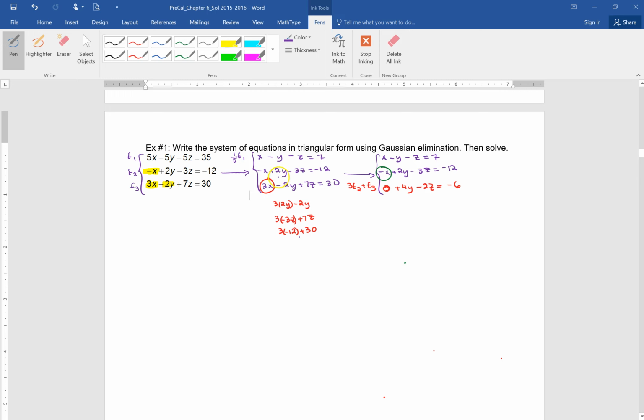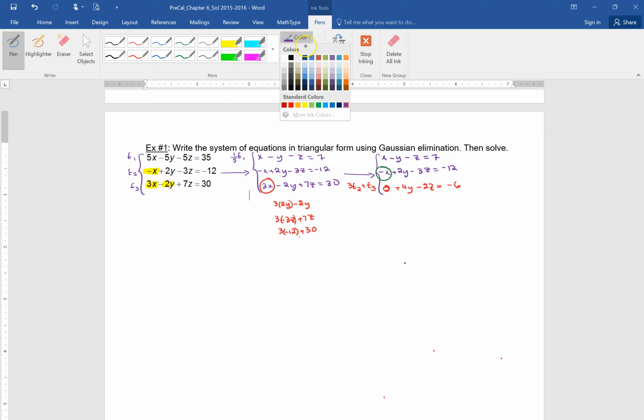And you do the same thing to every single term. 3 times 2 is 6, minus 2 is 4, 4y. 3 times negative 3 is negative 9, plus 7 is negative 2z. 3 times negative 12, negative 36, plus 30 is negative 6. All right?